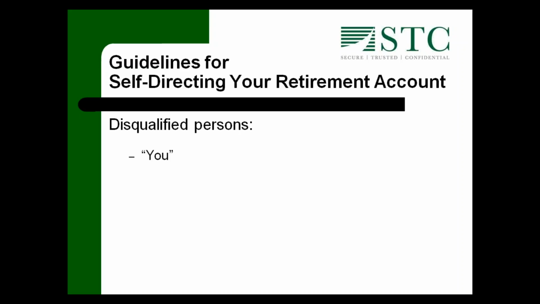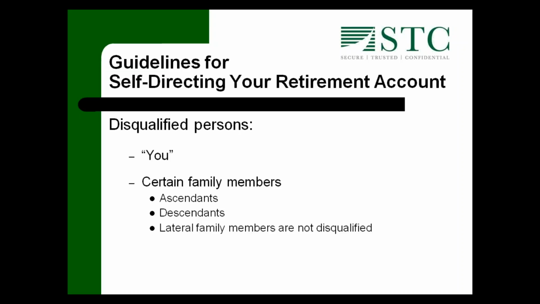Let's say that you personally own a rental property. Your retirement account cannot purchase it from you. That would be a direct transaction between the two of you, and it would violate the disqualified person rules. There are other family members who are also disqualified. If you are married, your spouse is also a disqualified person to your retirement account.